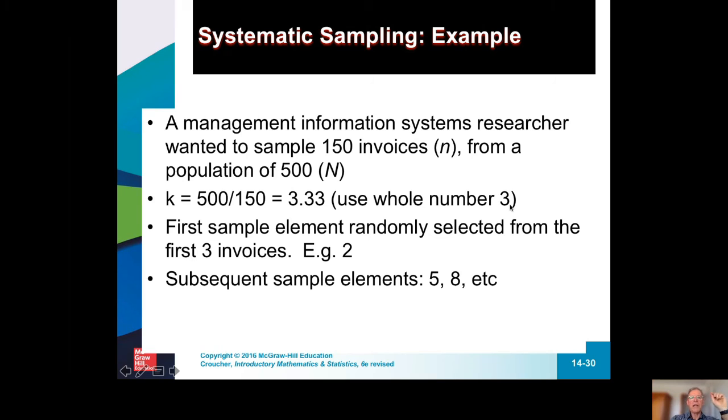It's still a random sample, but it's systematic. So check what happens here. I'm going to take every third item, every third invoice number, but where do I start? Do I start at invoice number 1, 2, or 3? At random, I say let's pick number 2. There's my starting point. From there on in, I just add 3.